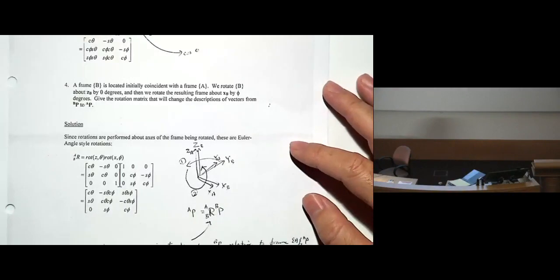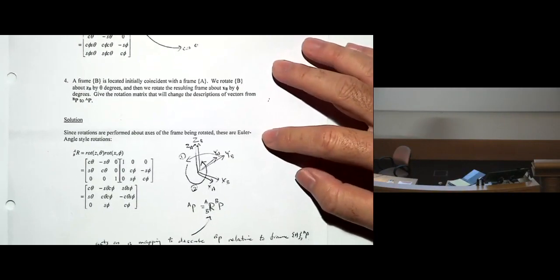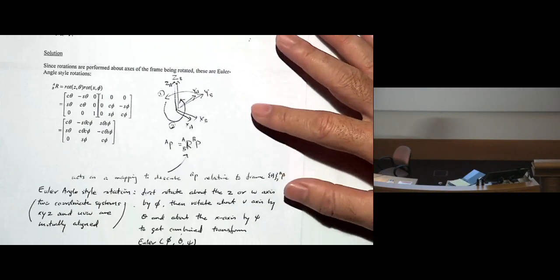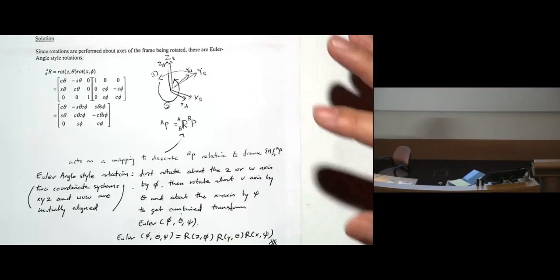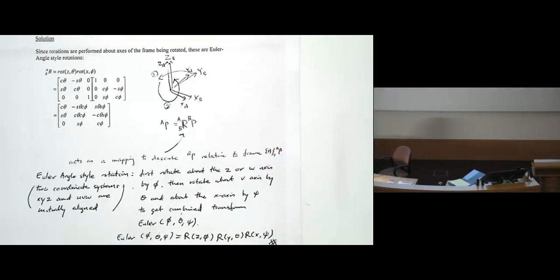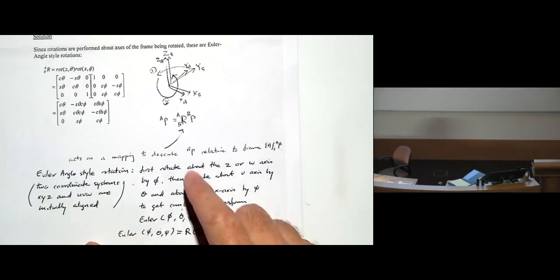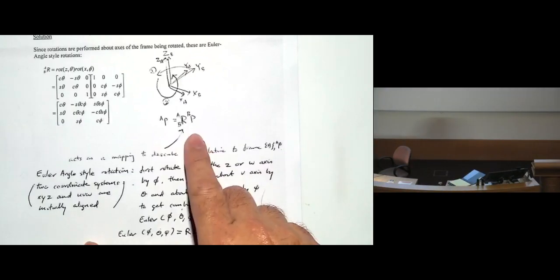This is essentially something called Euler angle rotations. We have talked about the Euler angle rotation before. You have two consecutive systems, X, Y, Z and U, V, W, which should be initially aligned. If you look at the rotation matrix itself, it will become something like this.